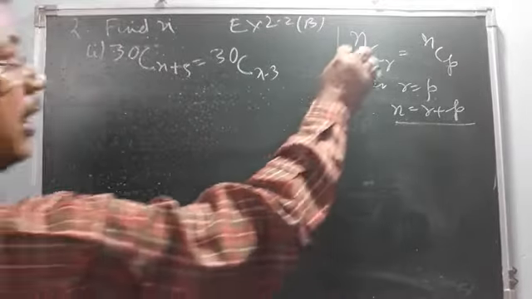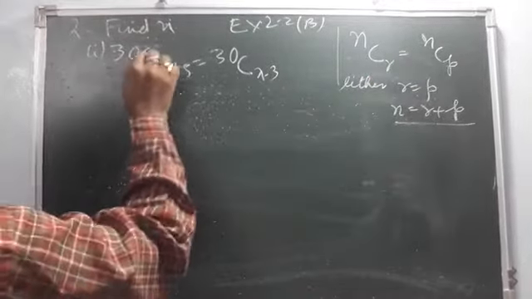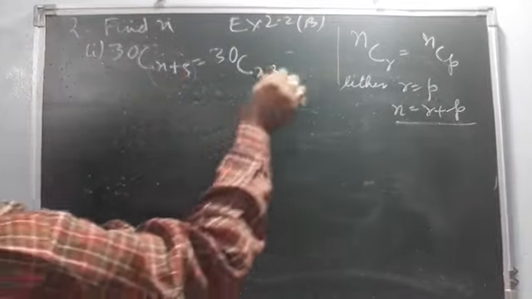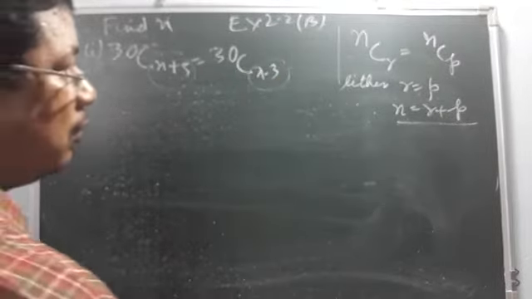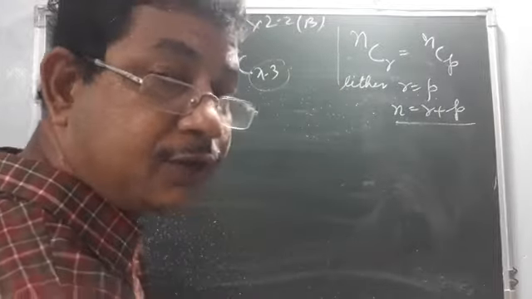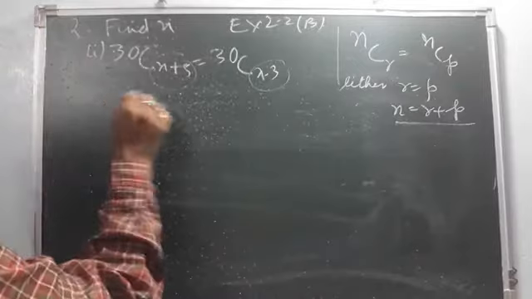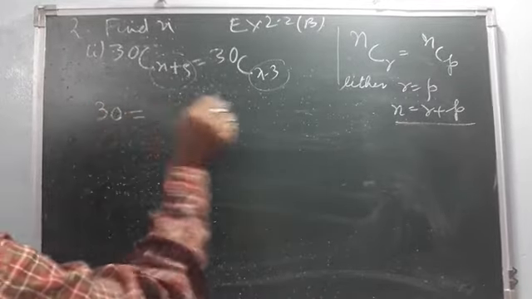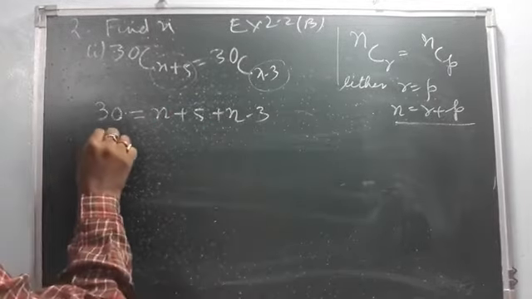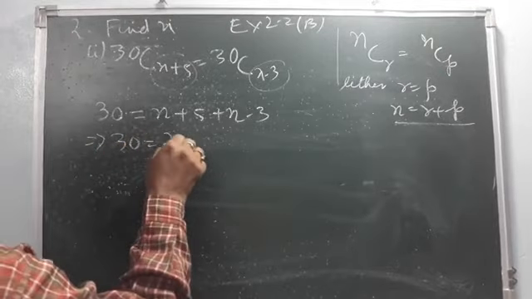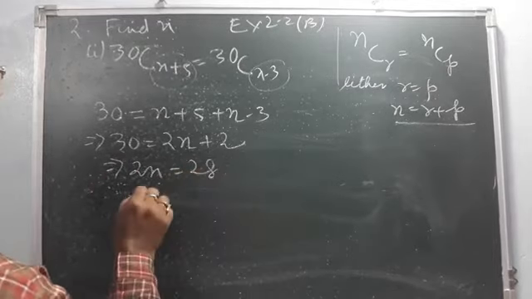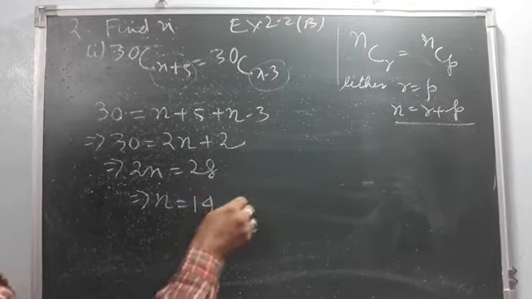So here you see nCr and nCp, 30 and 30, both the same. Instead of r we have n plus 5, and instead of p it is n minus 3. Now you see that n plus 5 can never be equal to n minus 3. So the condition is that 30 will be equal to n plus 5 plus n minus 3. This gives 30 equals twice n plus 2. So twice n will be equal to 28, so we get n as 14. So this is the answer.